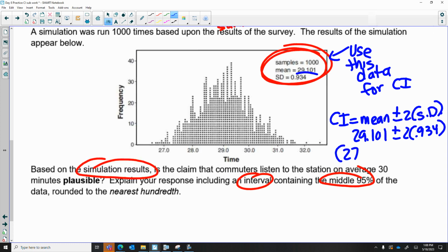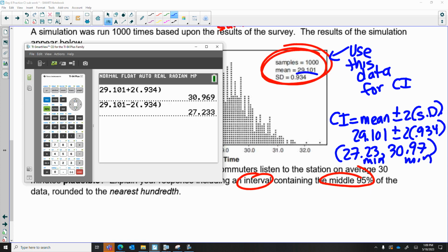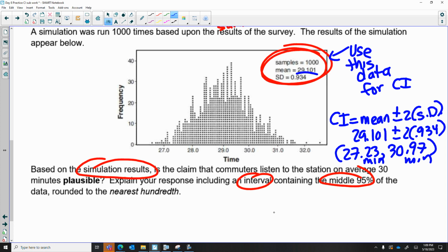27.23 comma 30.97. And this is in minutes because they're talking about the minutes that the average customer listens to the radio station. So I'm 95% confident that the average listener will listen to the radio station between 27.23 minutes and 30.97 minutes. So I'm done with this part. And now I move on to answering the question that is interpreting the interval.